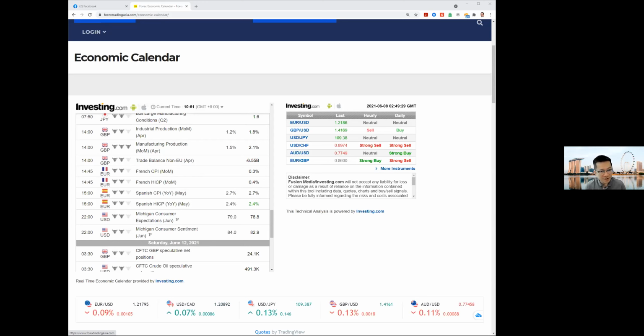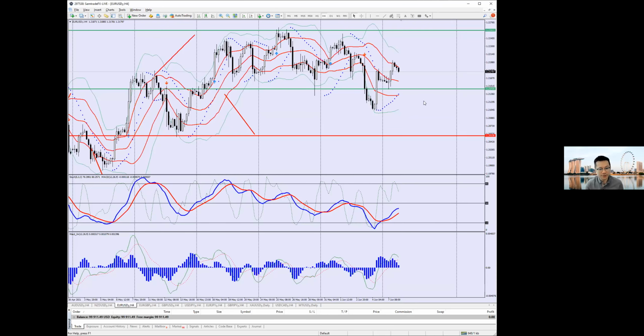What this could mean is, looking at the charts here, euro dollar on the H4 time frame, we've seen it bounce off. Just yesterday, we saw it bounce off that 1.2145 support level, tracking a little bit higher. Now looking at a retrace.